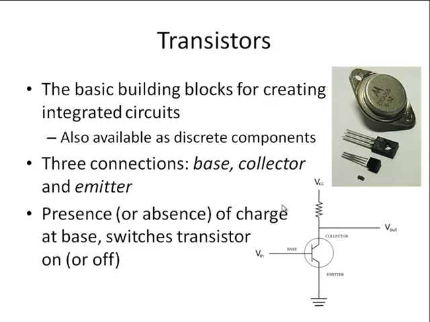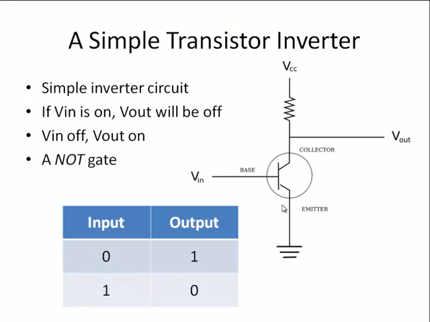And the three connections are base, collector and emitter. And the presence or absence of a charge at the base can be used to switch a transistor on or off. So we have an example there. Some voltage in can switch the circuit on or off, in effect, and that will affect the voltage out. And that circuit's actually a very simple form of transistor inverter. And in this case, if the VIN, voltage in, is on, the voltage out will be off. And you can see at the emitter we've got the low voltage, and at the collector where it says VCC, on the other side of our resistor there, that's the high voltage.